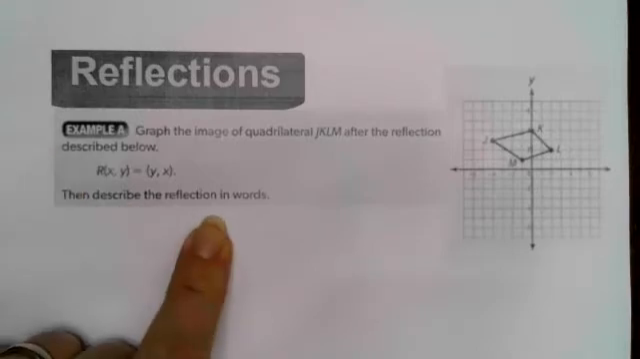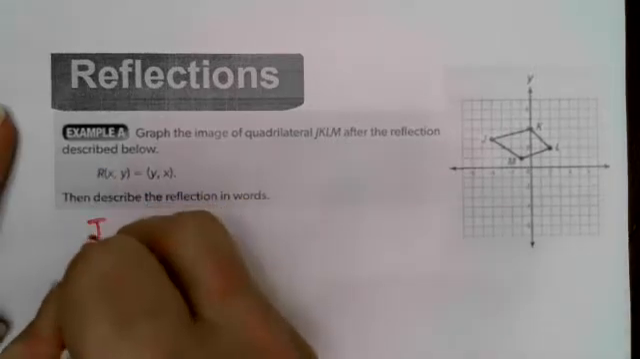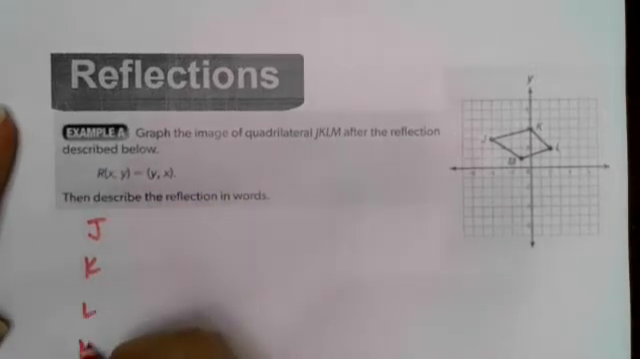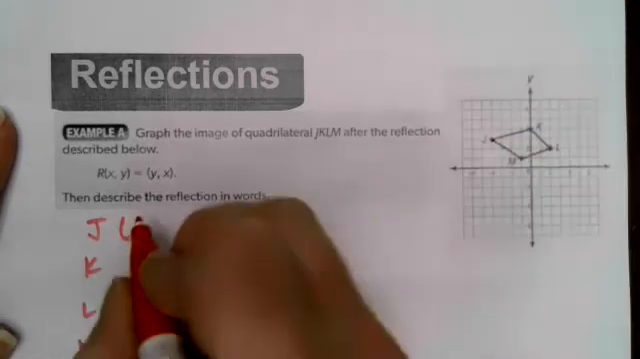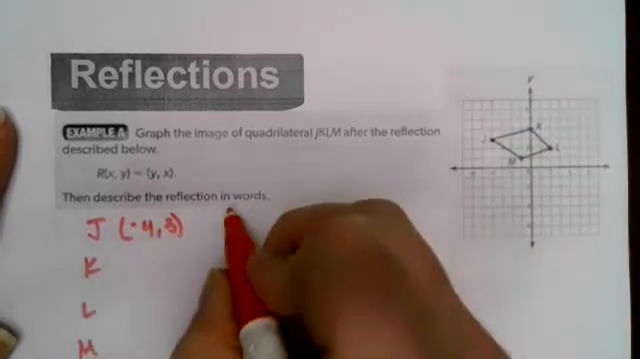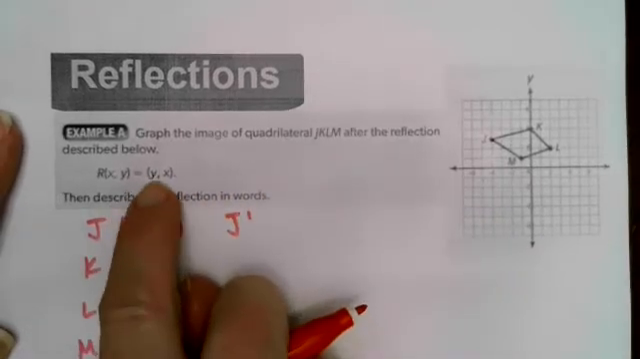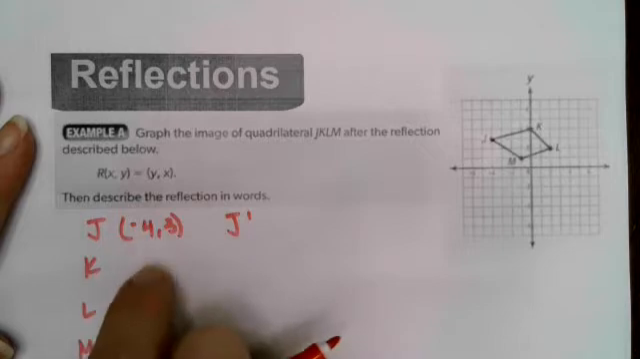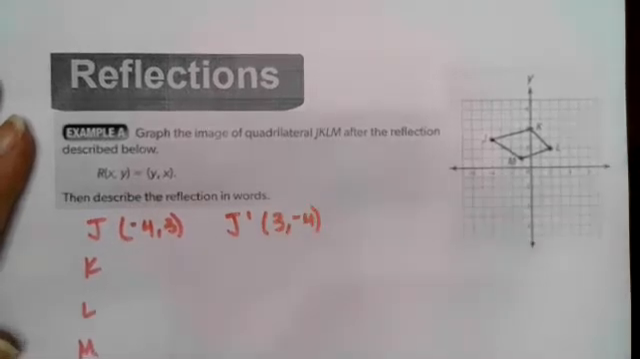Right, so for my next one, I have a reflection of a quadrilateral and they're giving the rule. And then I want to describe the reflection in words. So my points are going to be easier to handle here. I have J, K, L, and M. So the point J is -4, 3. So for my J prime, I'm going to use this rule. My Y coordinate is now my X coordinate. My X coordinate is now my Y coordinate. So I just switch these. So I have 3, -4.